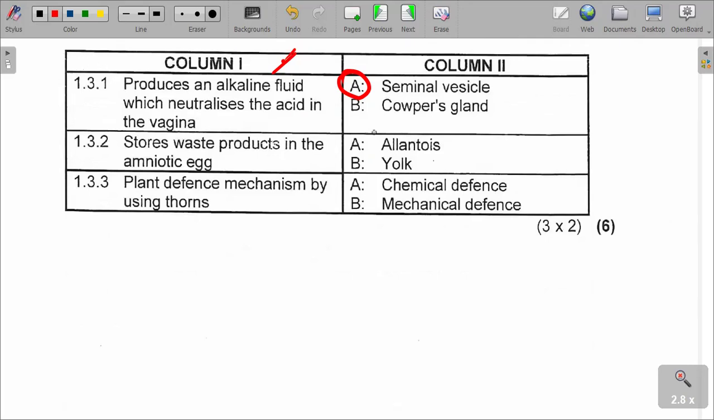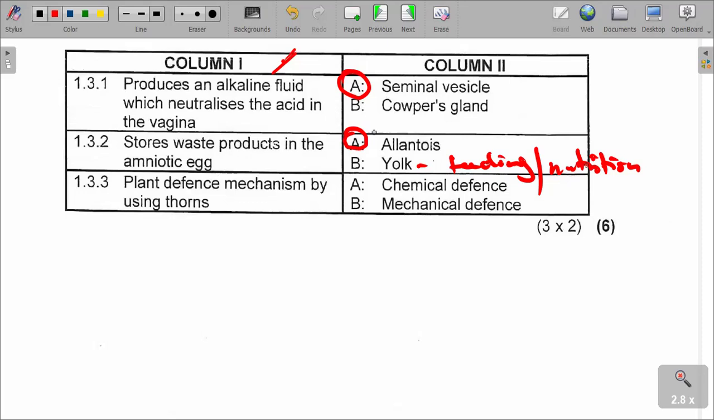Stores waste product in the amniotic egg. Which part stores the waste product? The allantois. The yolk, actually, it is there for what? For feeding. It provides the nutrition. The yolk actually ensures the growth of the what? Of the developing chick inside the egg. So A is the correct answer.